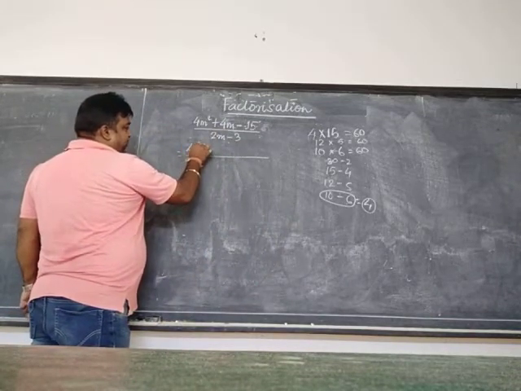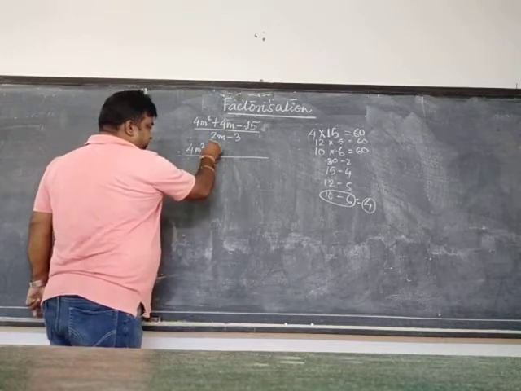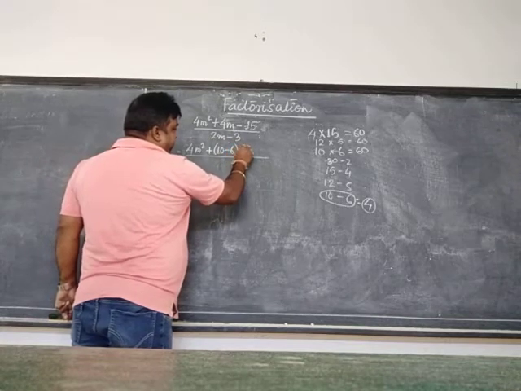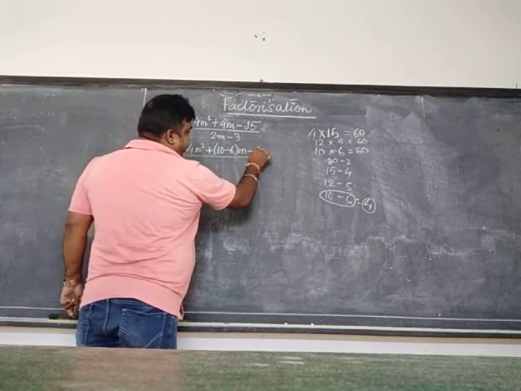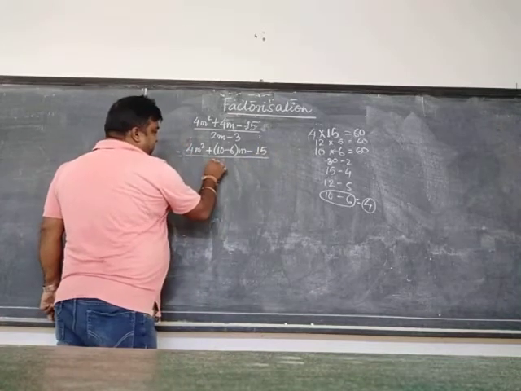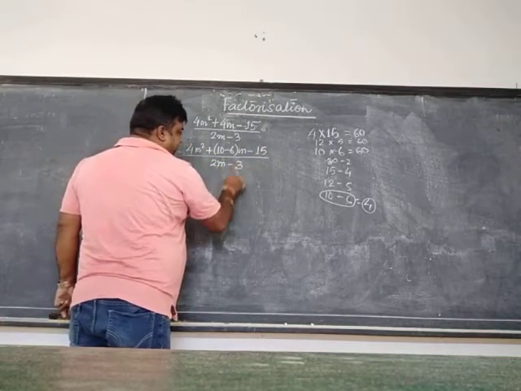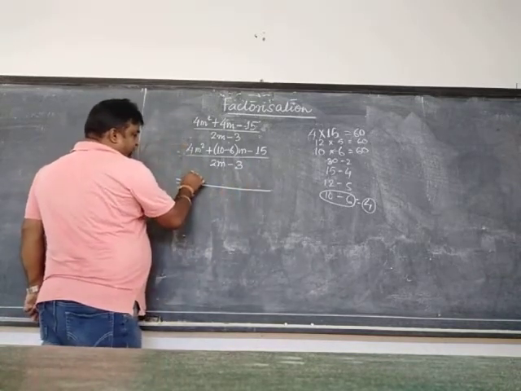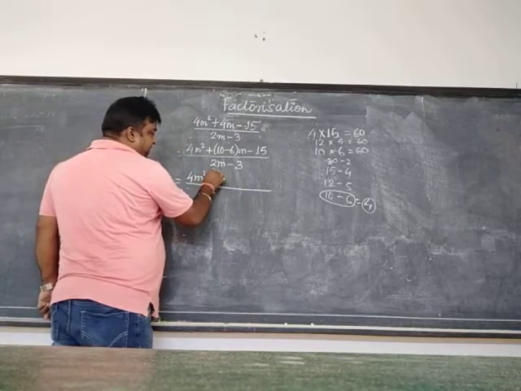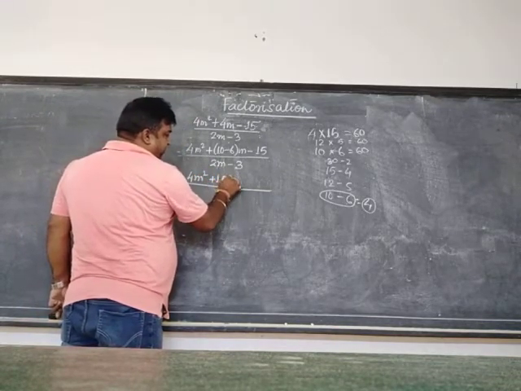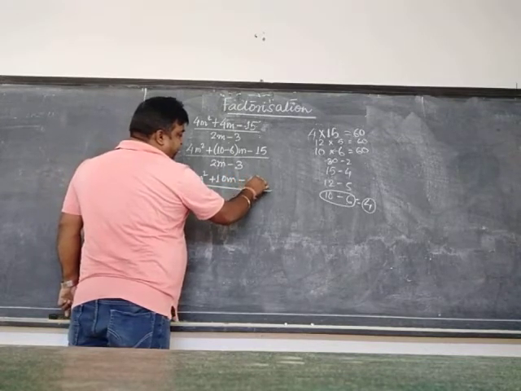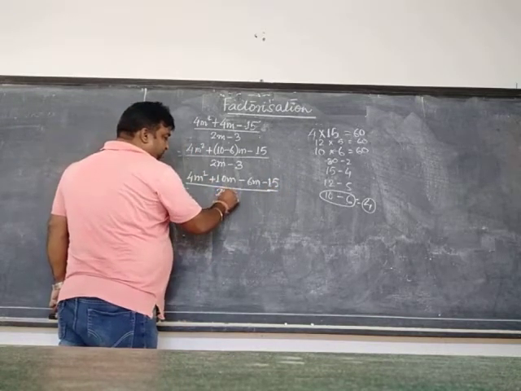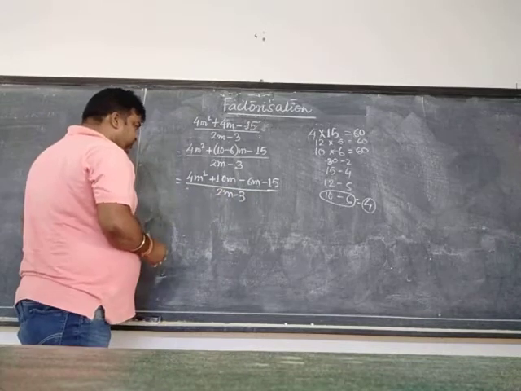So 4m square plus 10m minus 6m minus 15, divided by 2m minus 3. So now it's 4m square plus 10m minus 6m minus 15 by 2m minus 3.